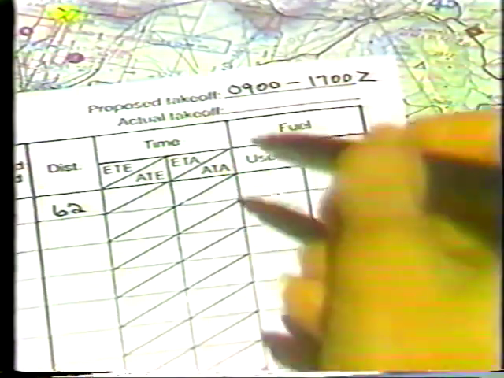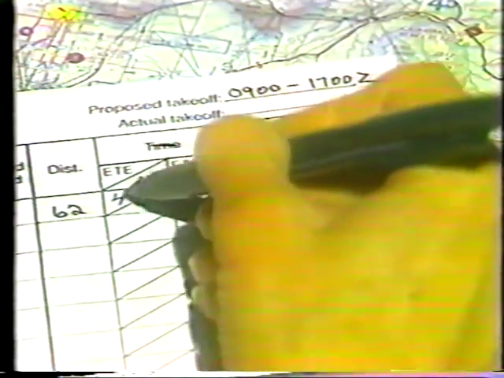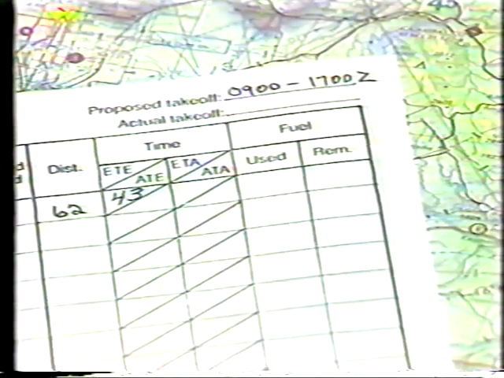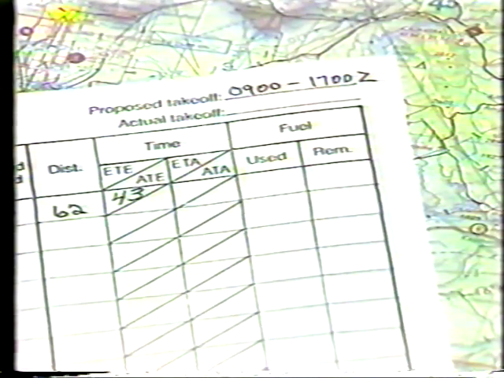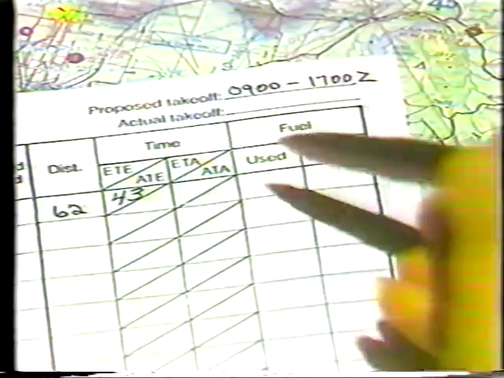Since we won't be flying at 97 knots until we've completed our climb and are at cruise, the general rule of thumb is to add about 5 minutes for the climb, making an estimated time en route of 43 minutes. Enter the time in the ETE column. Considering the departure time of 0900, the estimated time of arrival will be 9:43.